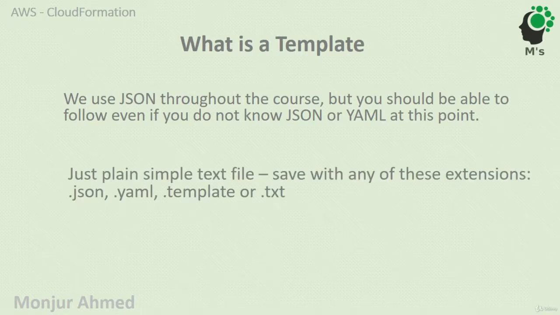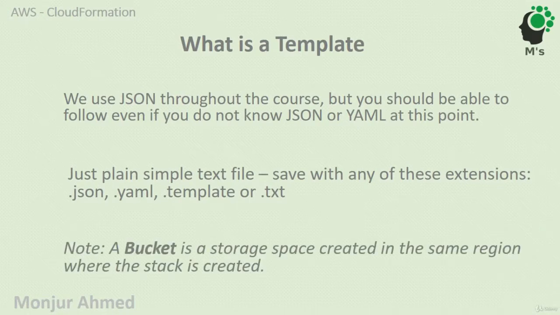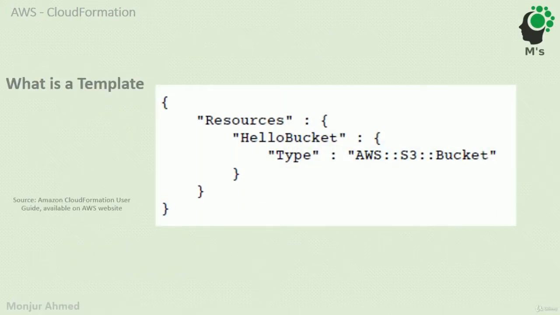And a template is saved as a simple text file. Normally it has one of these four extensions: .json or .yaml or .template or .txt. At this point, we should probably have an upfront note that a bucket on AWS is a storage space created in the same region where the stack is created. So let's look at how a template looks.